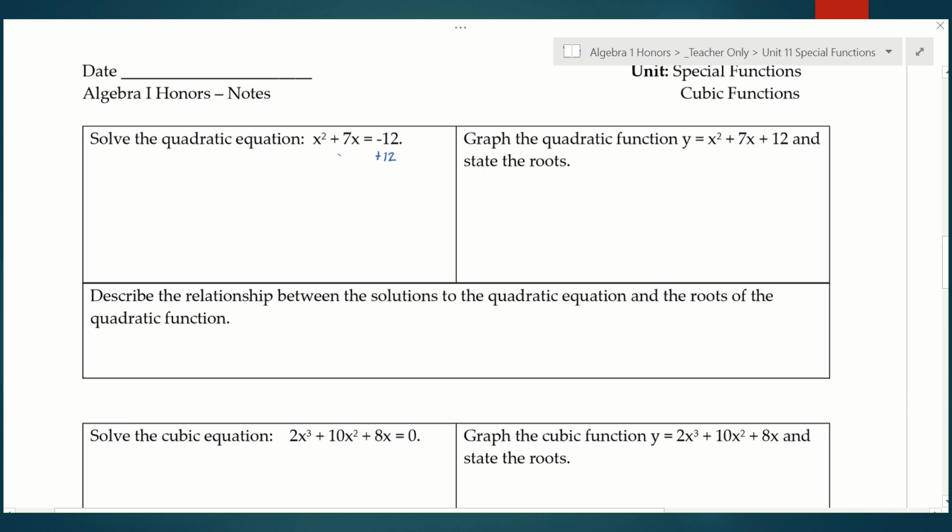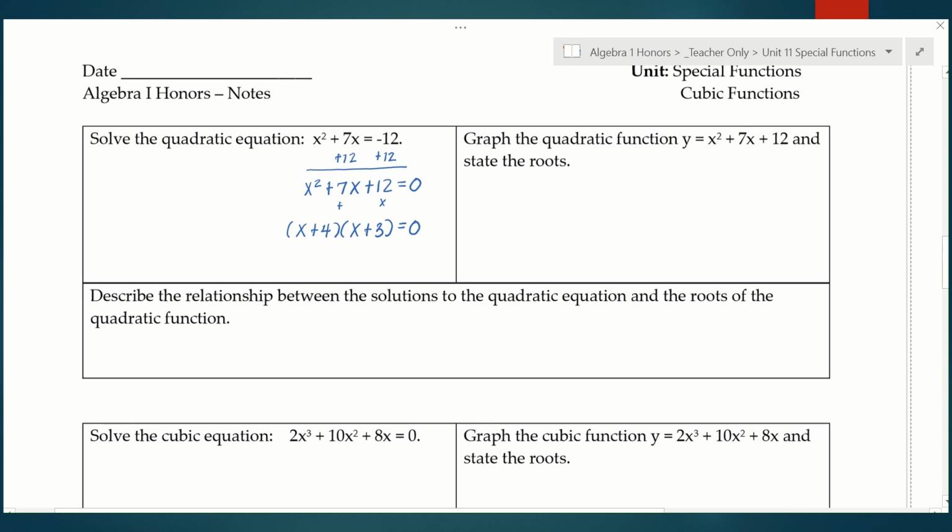So I'm going to start by adding 12. So x squared plus 7x plus 12 equals 0. Now, if I'm using my factoring method, I think, okay, what multiplies to be 12 and adds to be 7? The two numbers that work are 4 and 3. So that means I have x plus 4 and x plus 3 equals 0.